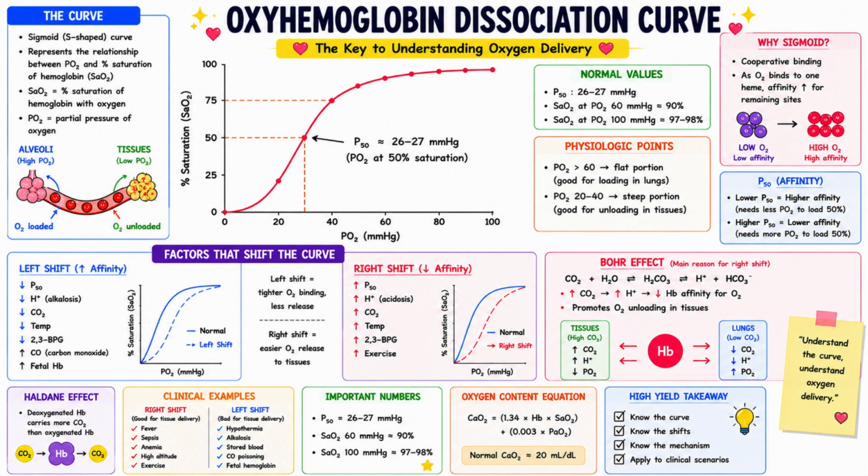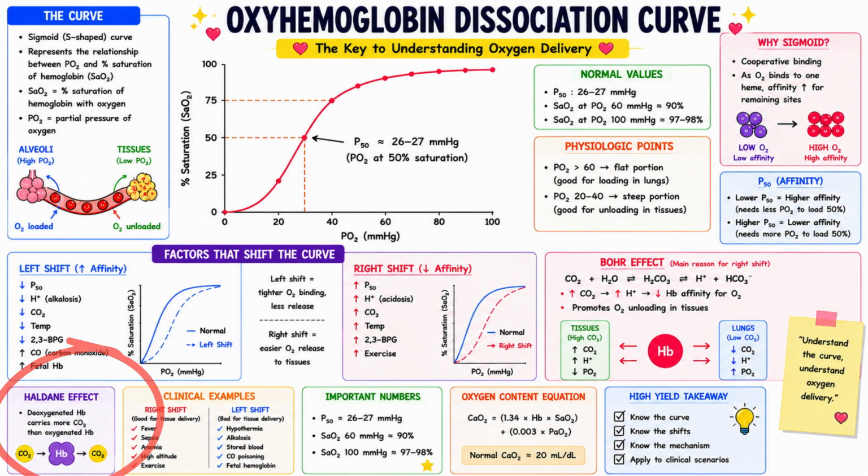This is why anemia matters so much. A patient with a hemoglobin of 7 and a saturation of 100% has half the oxygen carrying capacity of a patient with hemoglobin of 14. The pulse oximeter reads perfect, the oxygen content is not.